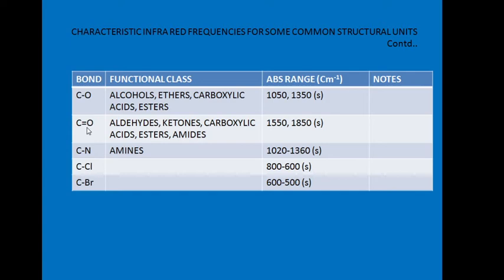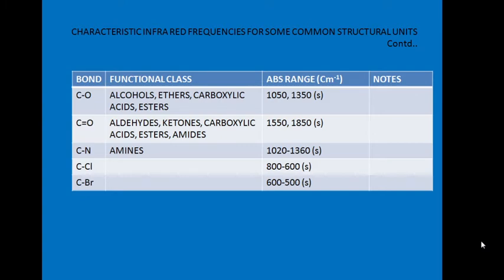Similarly, aldehydes and ketones, carboxylic acids, esters, and amides are in this range, 1600 to 1800. That's the range where you're going to see double bond stretching. We have amines at 1020 to 1360. We have C-Cl and C-Br at 800 to 600 and 600 to 500.